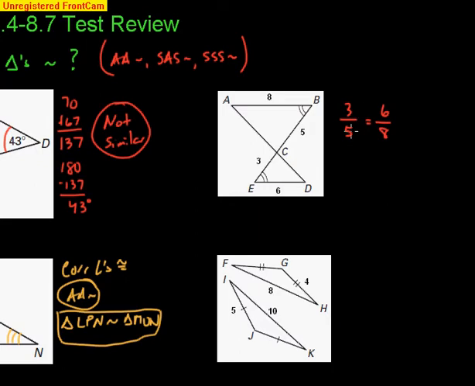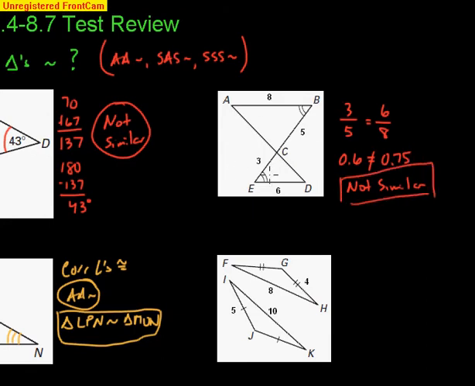I'm going to simplify them. 3 divided by 5 is 0.6. 6 divided by 8 is 0.75. They're not equal. Since they are not equal, the sides are not proportional. These figures are not similar.